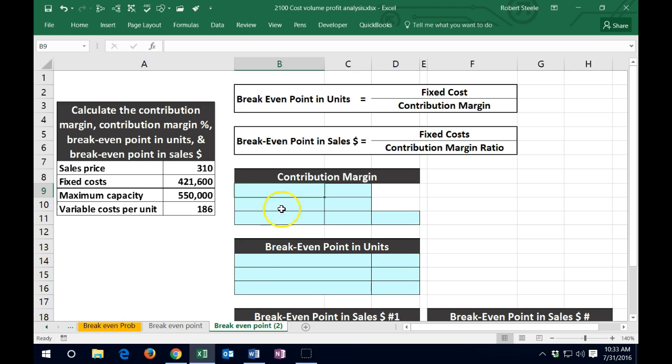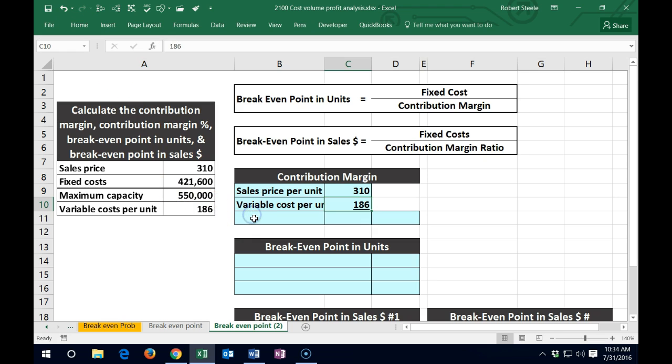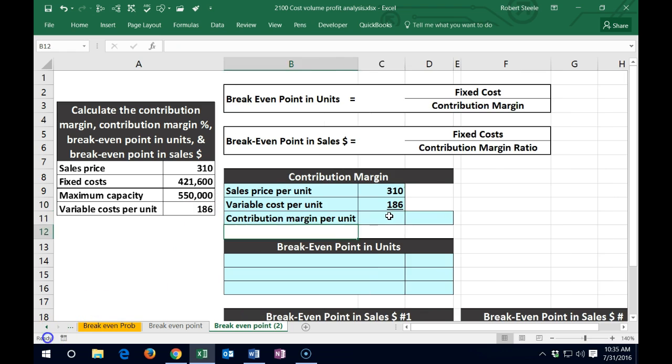We're going to take the sales price per unit, which is given to us in our data set: it's 310 per unit. We're going to subtract from that the variable cost per unit, which is given to us here. I'm going to say that's the 186, so each unit costs us 186. We're going to go up to the Home tab, go to the font and underline that, and that will give us the contribution margin per unit. So we'll subtract this out.